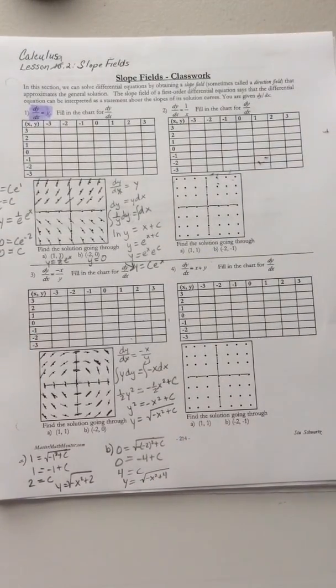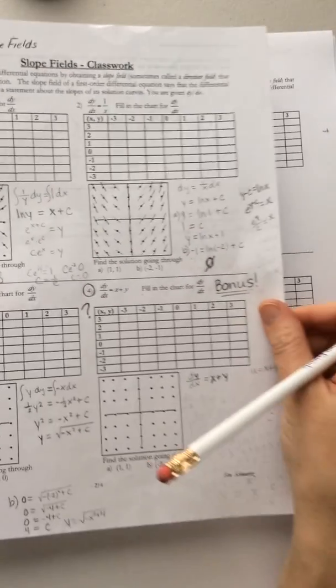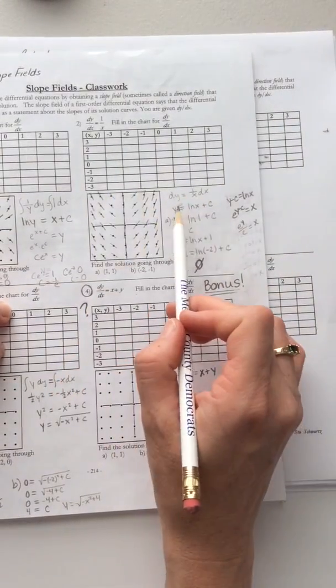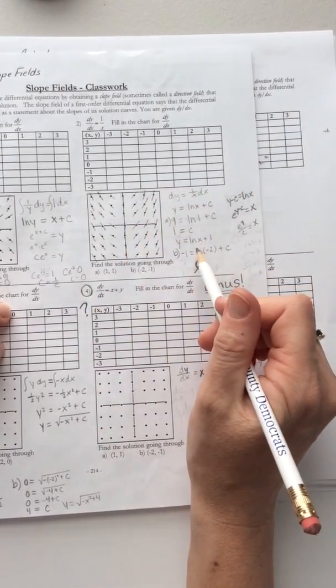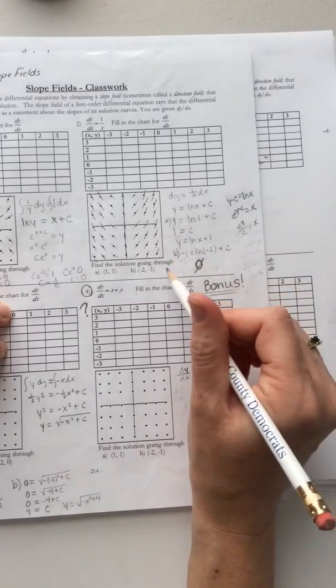Negative x squared plus 4. I am not going to do number 2. Here is what the graph looks like for number 2, and here is the algebra. If you want to pause and jot that down, you can. We get an answer for A, but for B, there is no solution.